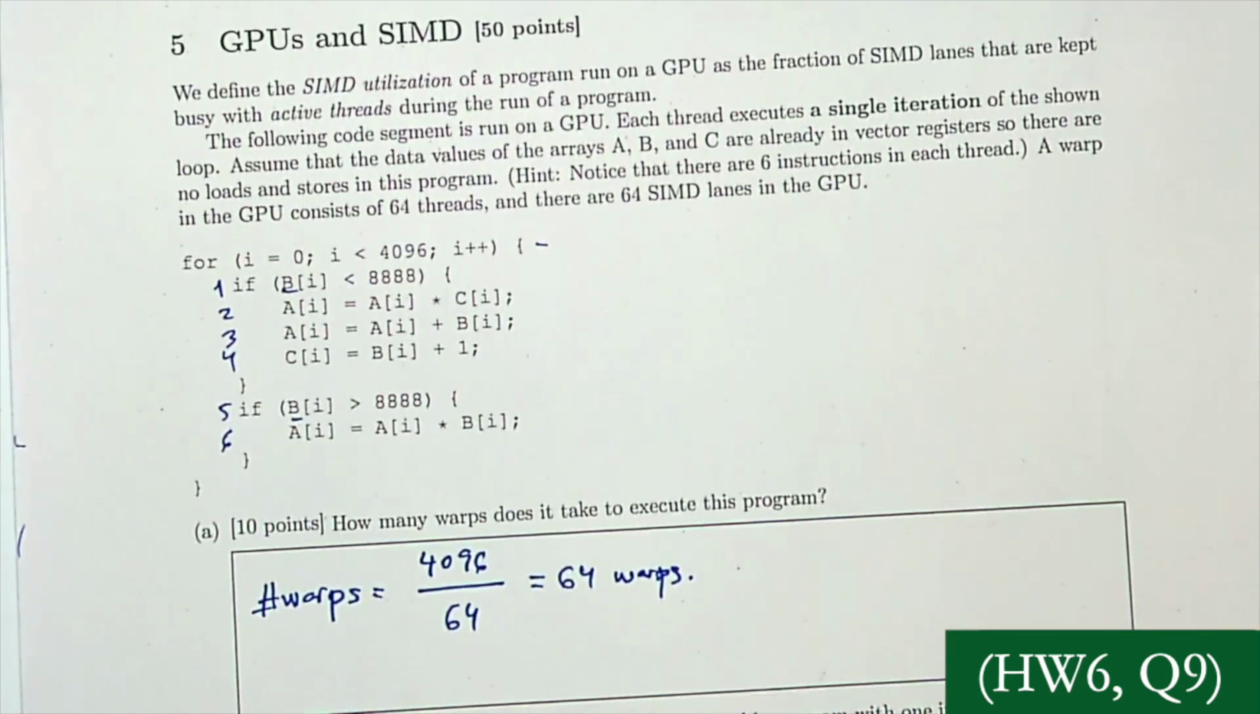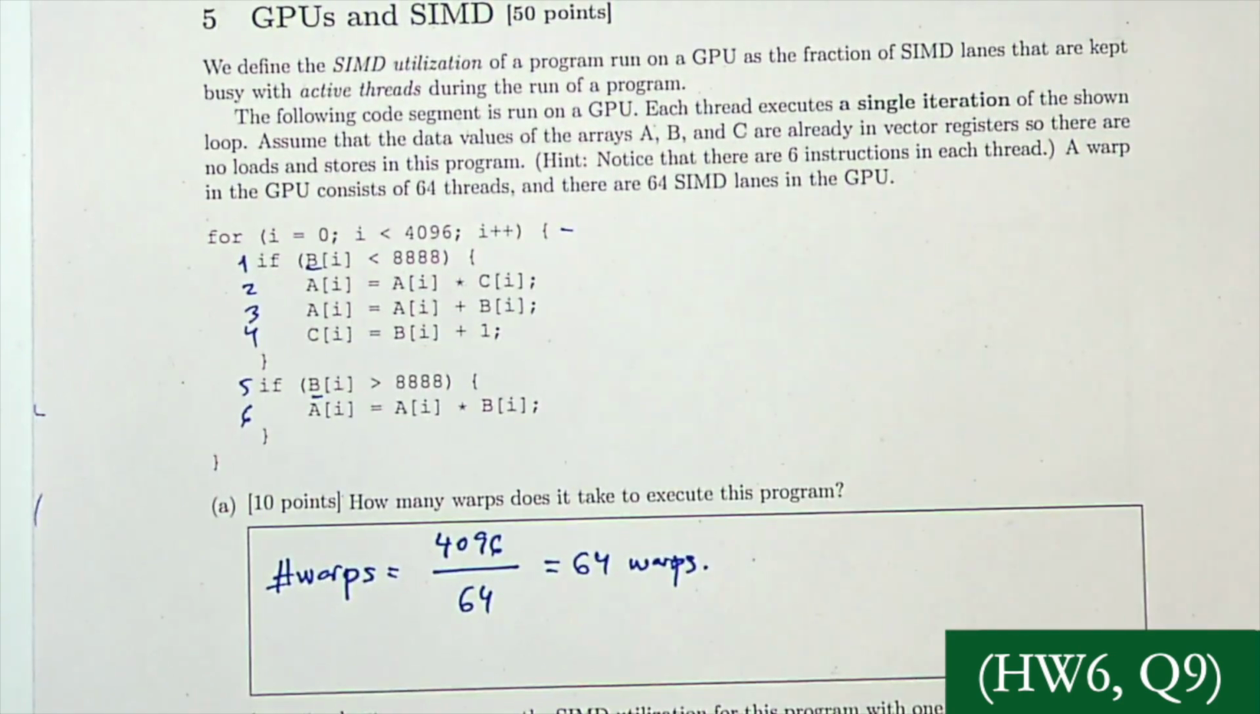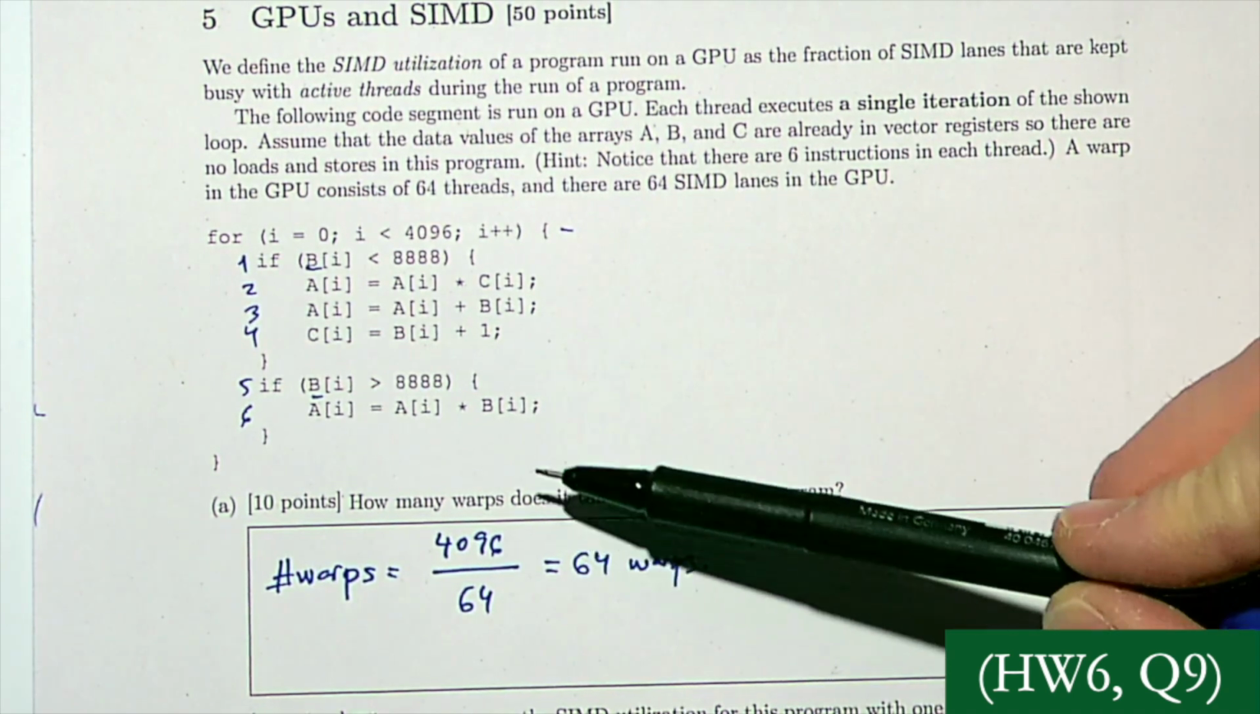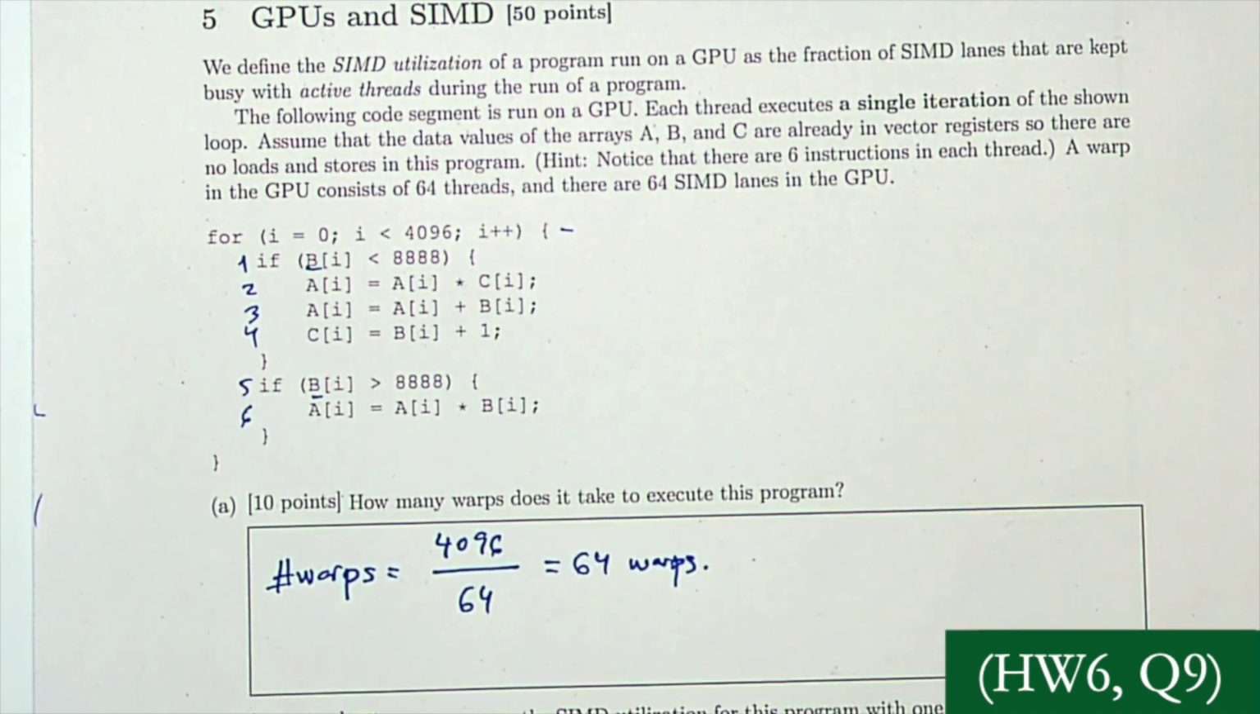And why is that? Because depending on the particular value of B, each thread will go through this if statement, or this if, or none of them. Why is that? Because there are 3 possible values that are important for B[i]: 8888, which means we don't execute either of the 2 paths, or greater than, or less than, right? So these are the 3 possibilities that we have for the values of B.